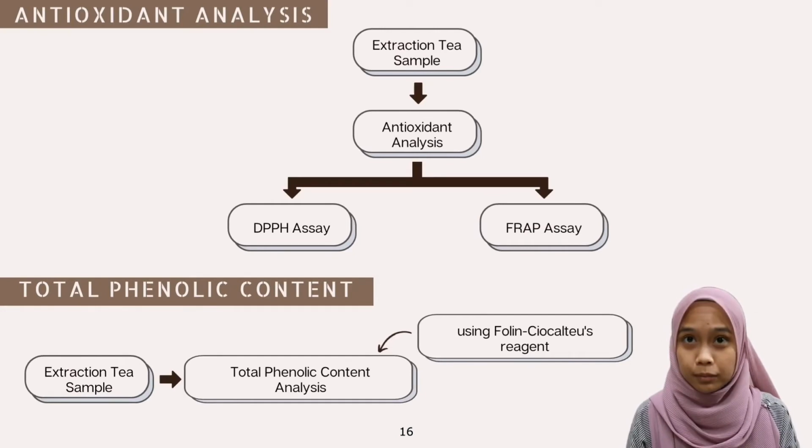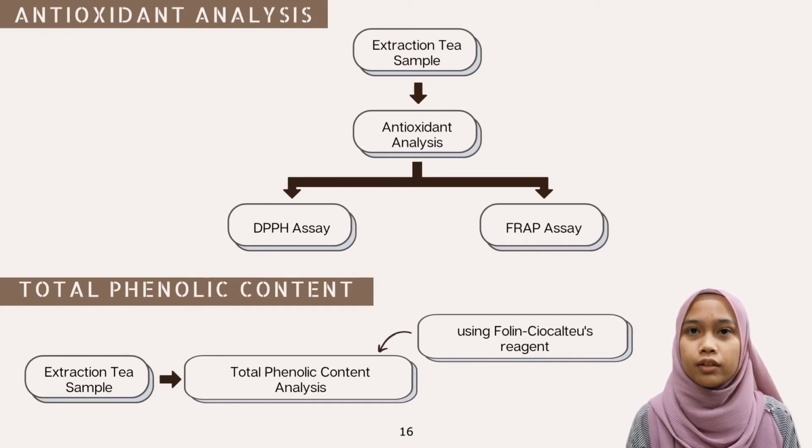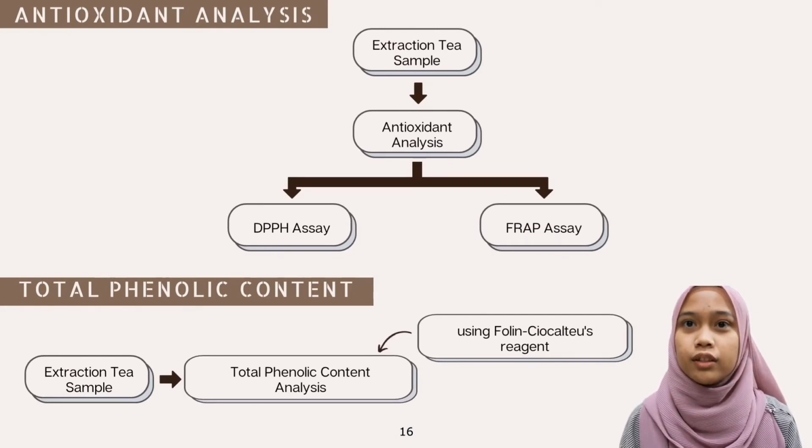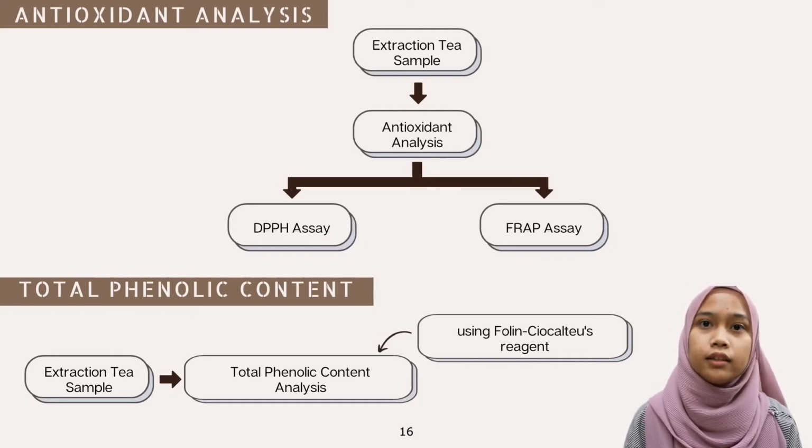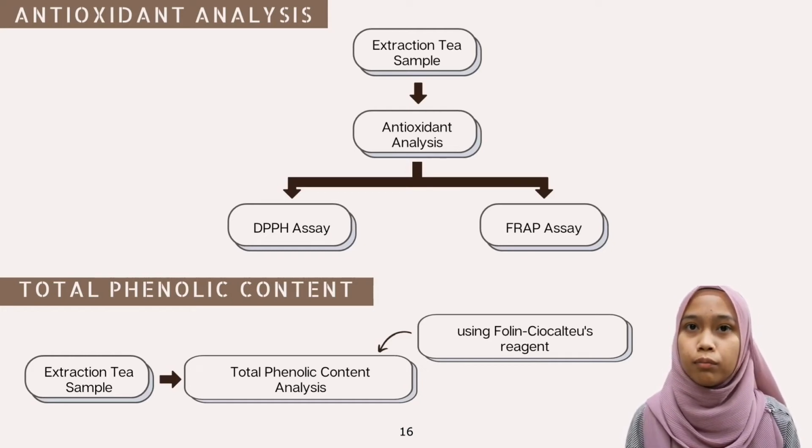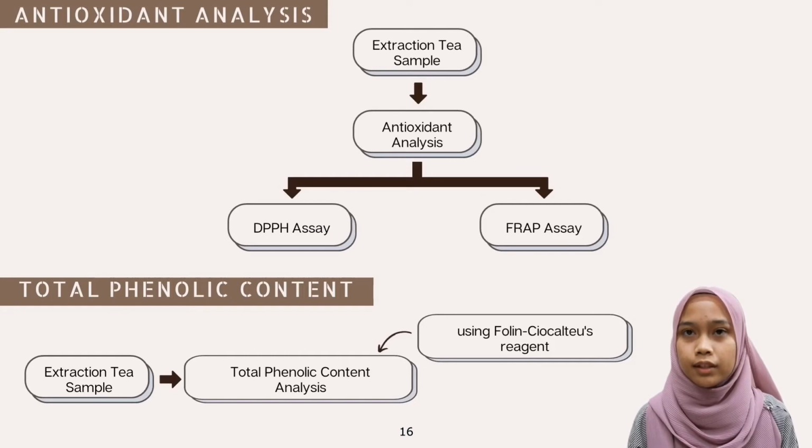After the tea processing is complete, each of the teas will be analyzed for its antioxidant content. First, each tea sample will be extracted, and then the antioxidant analysis will be performed for both DPPH and FRAP assay. The antioxidant DPPH assay will be measured using the DPPH solution. Meanwhile, for the ferric reducing assay, FRAP will be using the FRAP reagent. Not just that, the total phenolic content also will be measured.